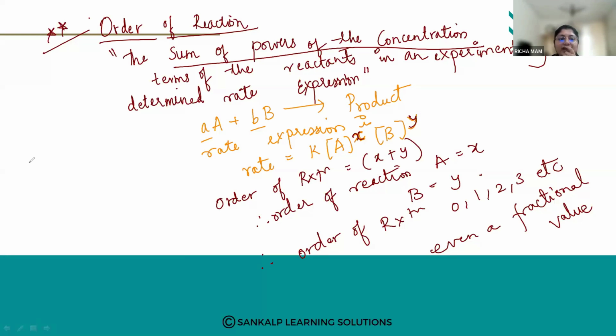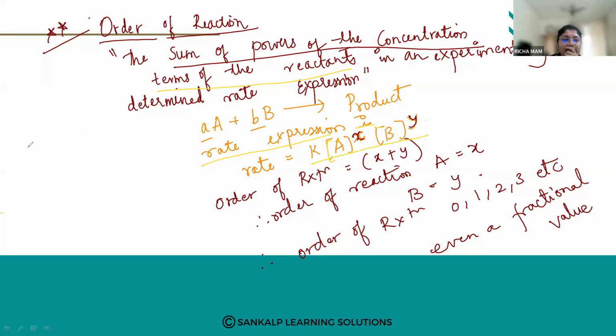So what is order of reaction? The sum of the powers of the concentration terms of the reactant. If you consider this reaction, this is a rate equation. The order of reaction is the sum of the powers, so X plus Y. The order of A is X and that of B is Y. The order of reaction can be 1, 2, 3, 4, and it can even be a fractional value. So by applying this, let us calculate the overall order of the reaction.